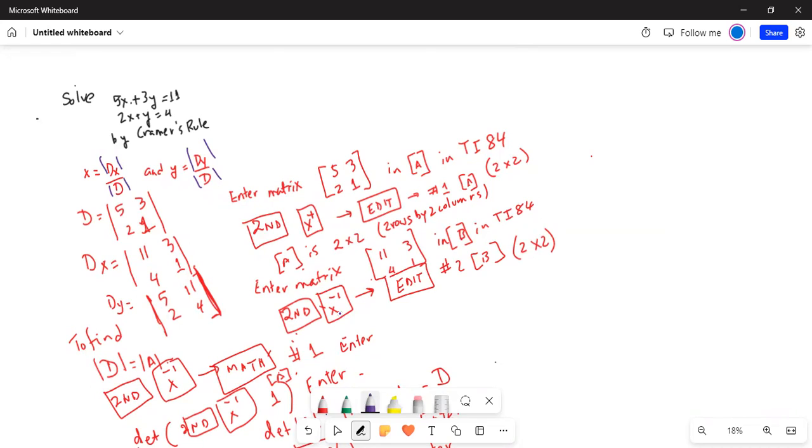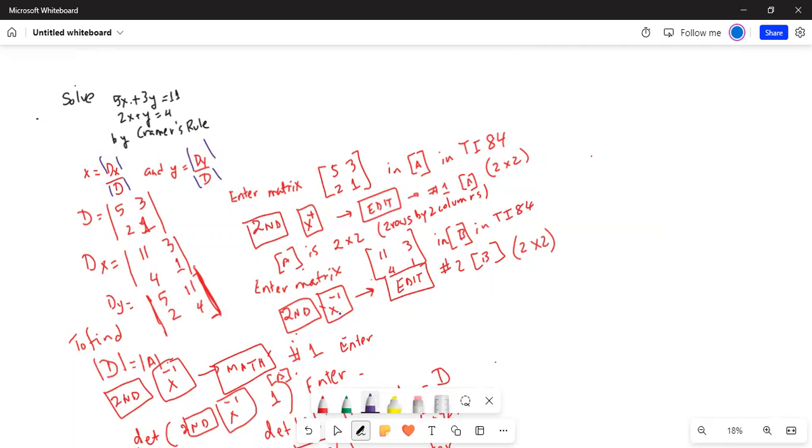Okay, so enter matrix. So we have to enter Dx. We are entering 5, 3, 2, 1 in matrix A for D. Similarly, for Dx, we replace the coefficients of x by the constant terms on the right hand side. So 5 and 2 are replaced by 11 and 4, which are the constant terms. The determinant Dx is then 11, 4, 3, 1.